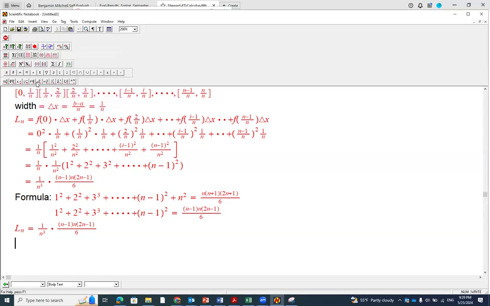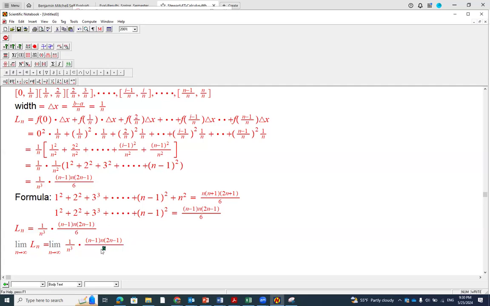Okay, not here, this one. So we take the limit as n approaches infinity on capital L, the left endpoint approximation, and we will get this limit. And how do we do this limit? This is what we can do.